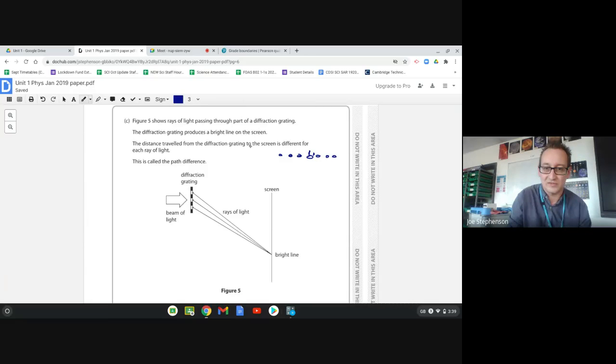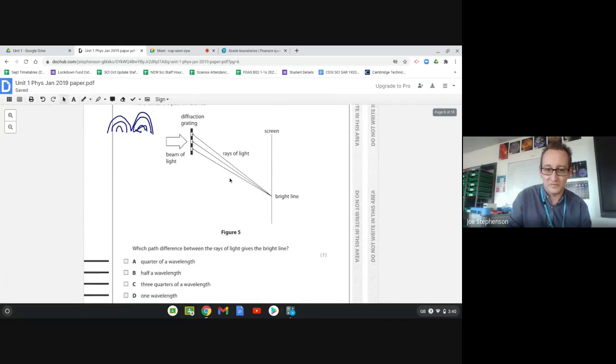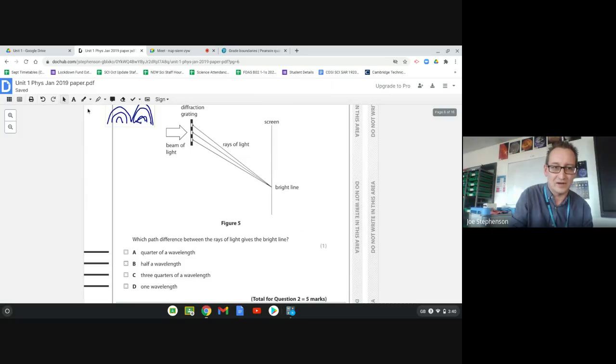The distance traveled from the diffraction grating to the screen is different for each ray of light. So this one travels less far than this one, which travels less far than this one. Okay, and this is called path difference. And we talked about path difference when we had some ripples like that, and the ripples essentially started to cross over, and that gave us this pattern. Now, it's quite hard for just 1 mark to work this one out, but which path difference between the rays of light gives the bright line? So there's got to be a bright point here. So what that means is that we must be getting constructive.